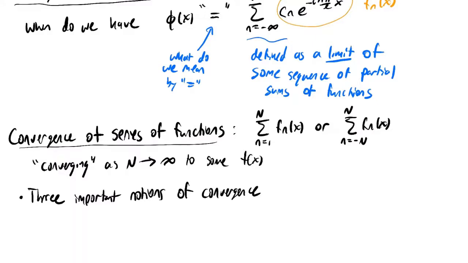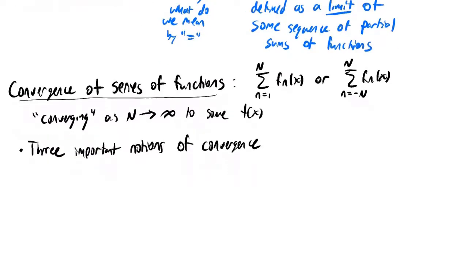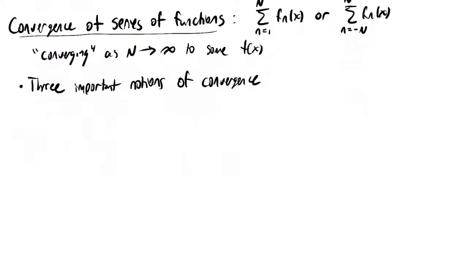Right, and so I'm going to go over all of these now. The first is probably the most familiar to you, which is what you would have learned when you first talked about infinite series of functions, for example, Taylor series. This is what's usually called pointwise convergence.